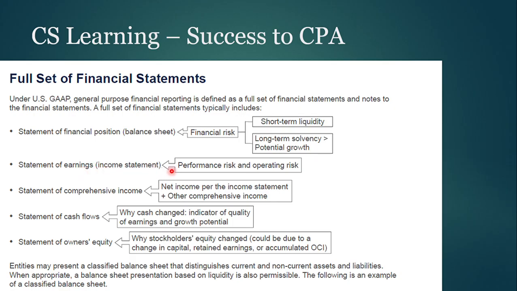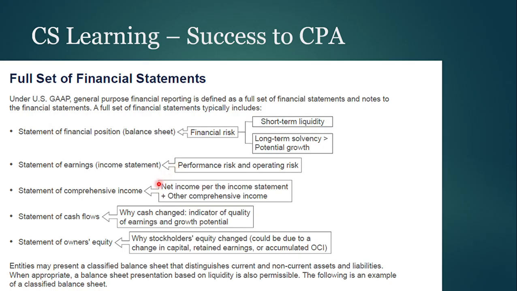It basically gives you information about the performance of the entity, whether the company is making profit or not, or how good it is with regard to operating risk and operating profit. All this information we can know by checking the income statement.